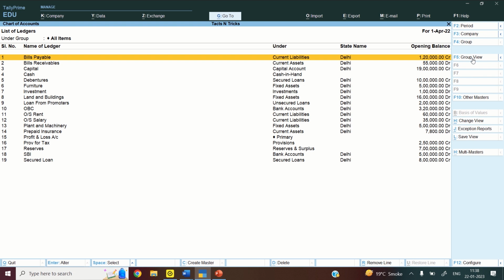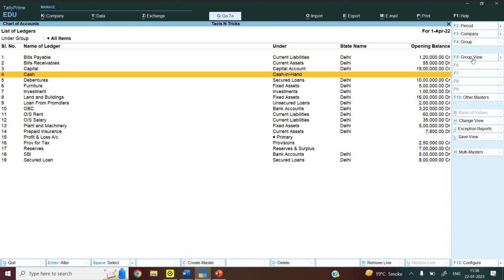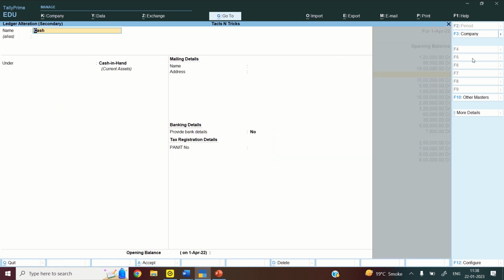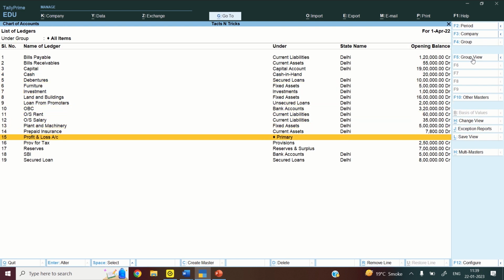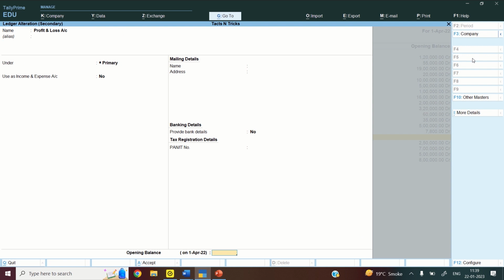So you can see that all the ledgers are here, as well as the two ledgers cash and P&L are also here. So you can just go to cash, you can press enter. Cash ledger is already created, but you have to add the balance into it, 20,000. Debit, and then you can go to profit and loss account, press enter and just add the balance into it. So it is 3 lakh rupees, and as it is on the liability side it will be credit.